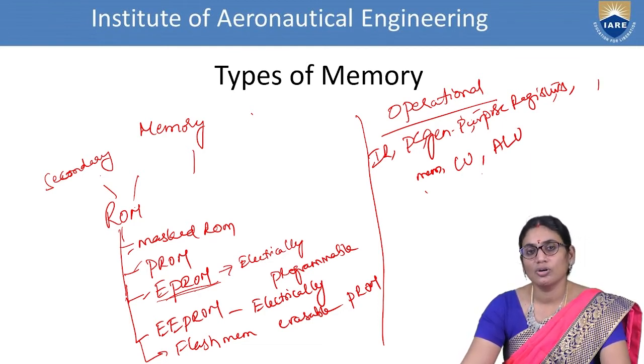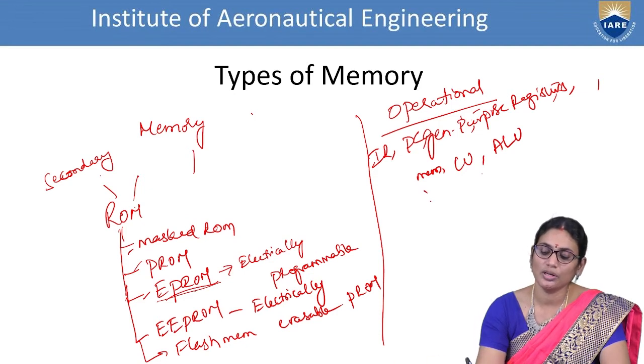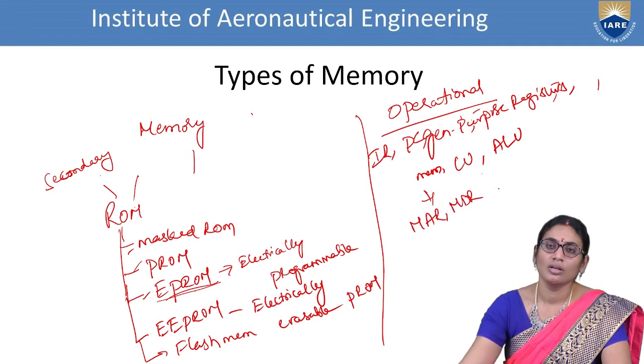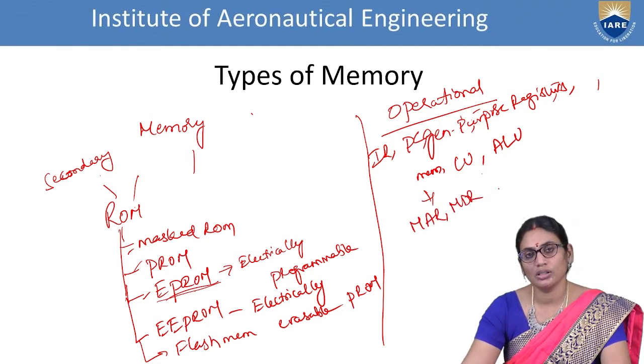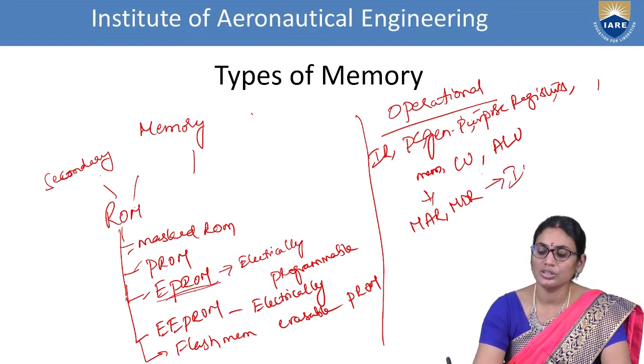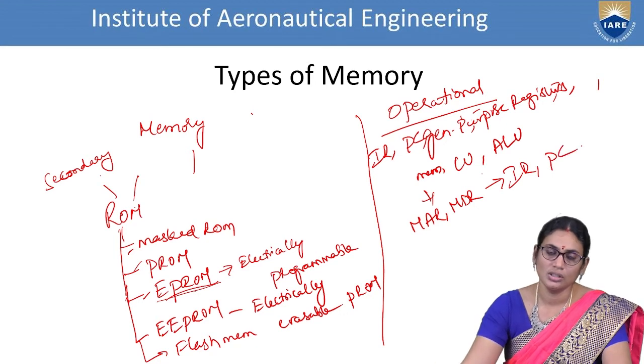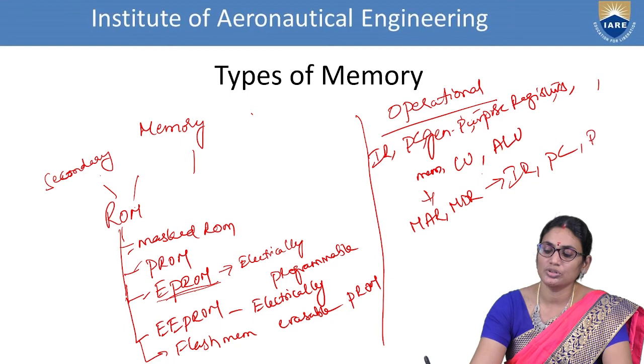So what data are you calling from the memory? First, it will be loaded from memory to the processor by means of MAR and MDR. And what tasks are executed using MAR and MDR? That will be redirected to the instruction register and program counter. And when it is redirected to the arithmetic logic unit, the temporary data will be stored in the registers.